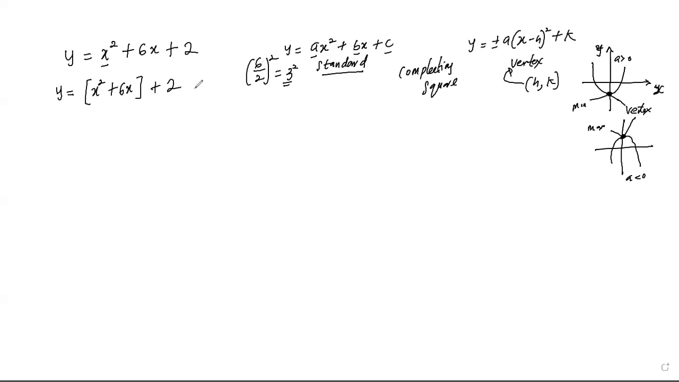This 3 squared, we are going to add it here. So we have y is equal to (x squared plus 6x plus 3 squared minus 3 squared), then we close our bracket, plus 2. Of course, you know 3 squared is 9. Another 3 squared is 9. 9 minus 9 is 0.